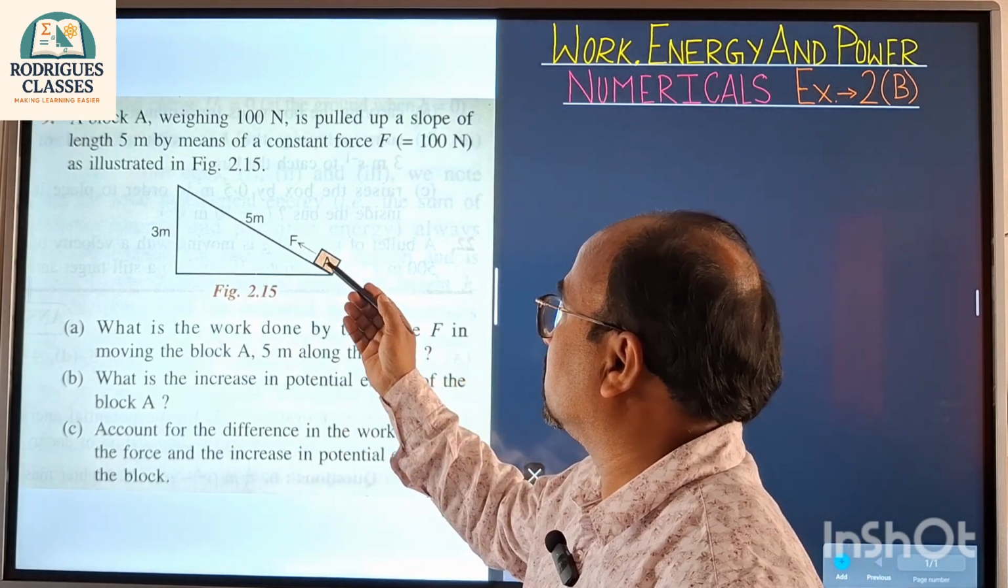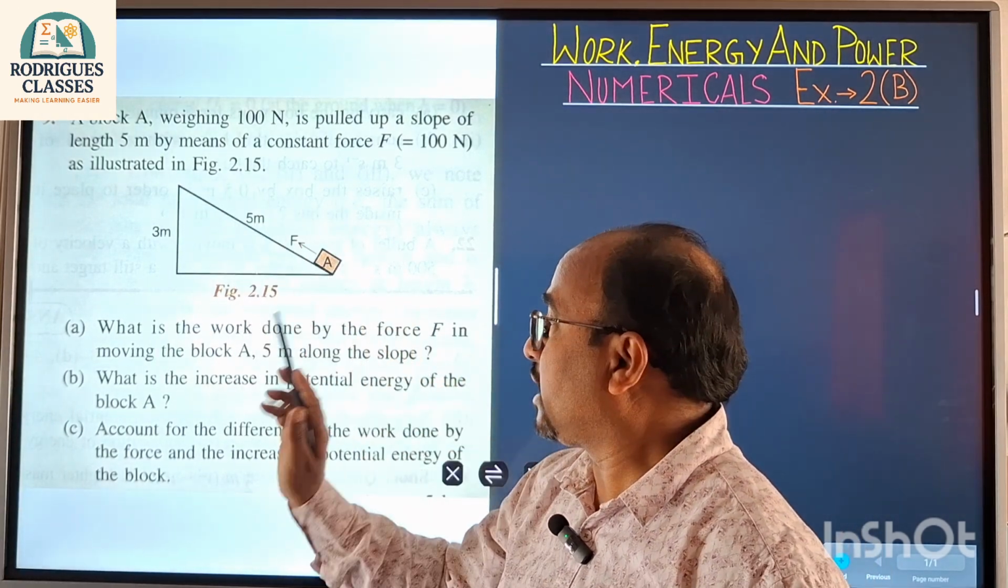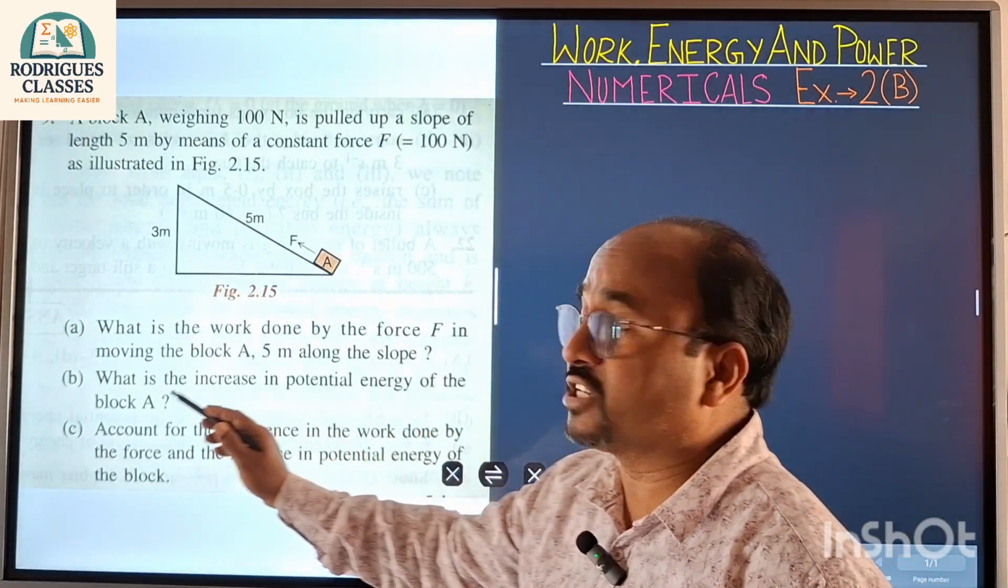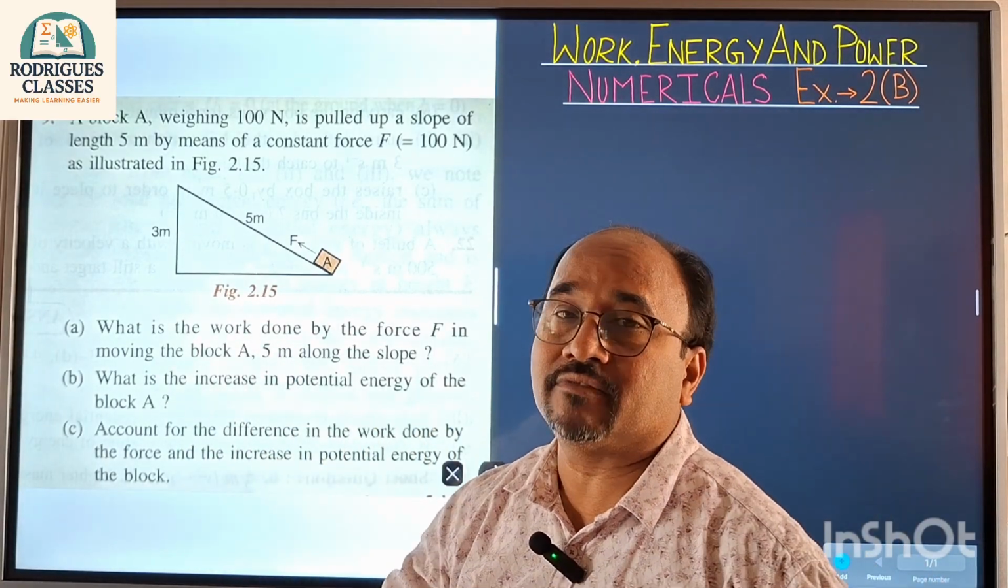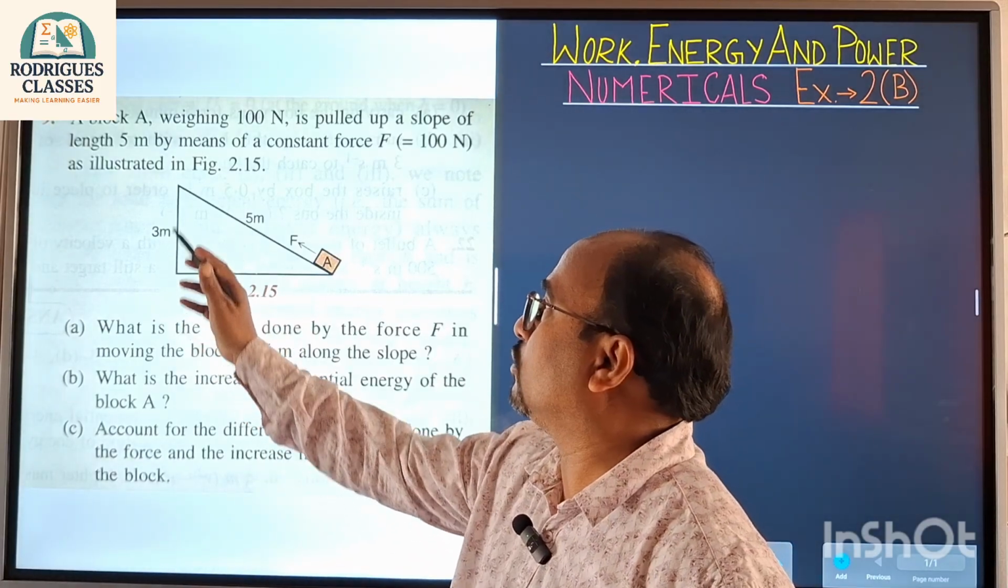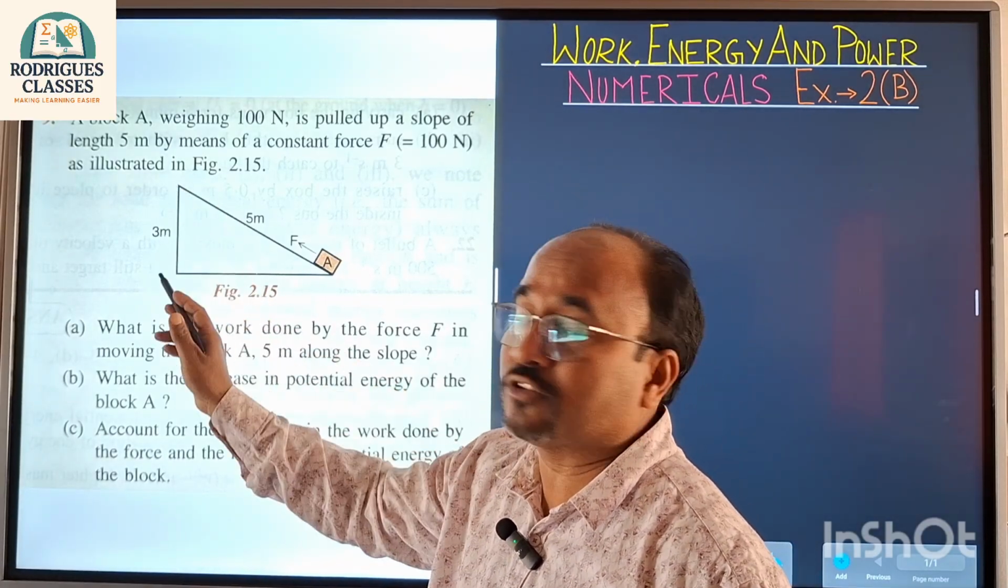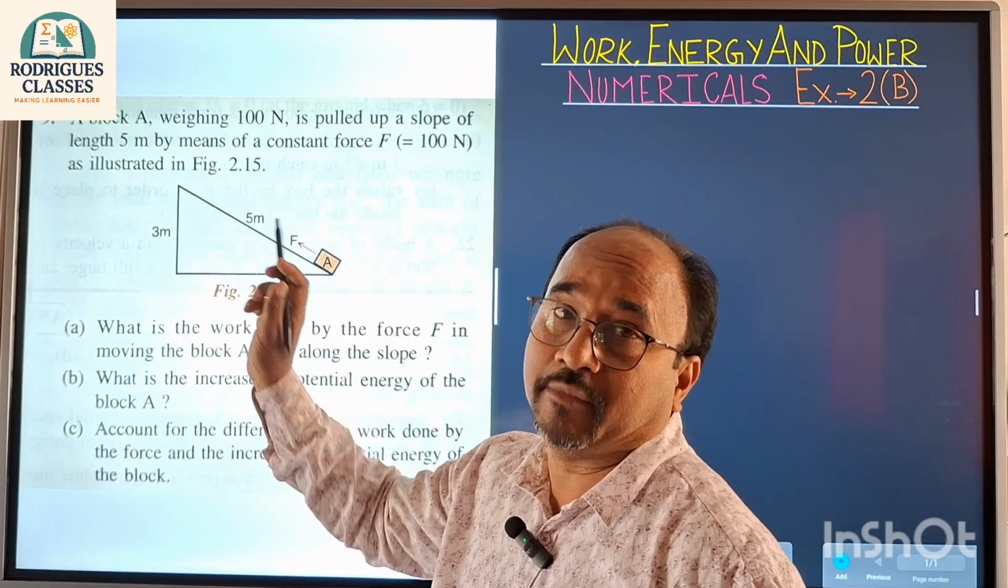So first we have to find the work done going like this. Second part, what is the increase in the potential energy of block A? Increase in potential energy. Potential energy deals with the height. So from the ground level going to this place, the height is 3 meters. So you have to consider then 3 meter, not 5 meter.